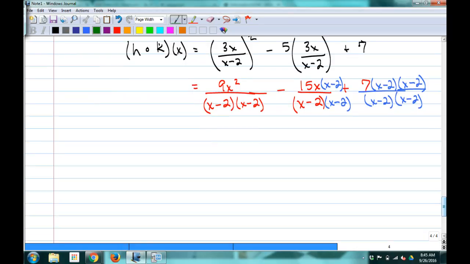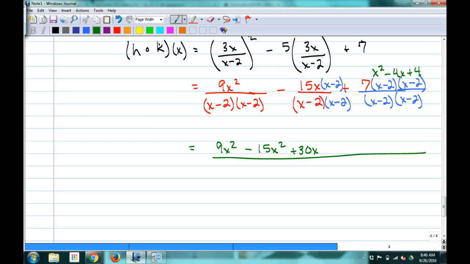So a little bit of work here. It shouldn't be too bad. So we've got 9x squared. And then with the distributive property there, it'd be minus 15x squared plus 30x. And then over here, we're going to multiply x minus 2 times x minus 2, and that turns into x squared minus 4x plus 4. And to distribute the 7 to that, 7x squared minus 28x plus 28. And then over x minus 2, x minus 2.